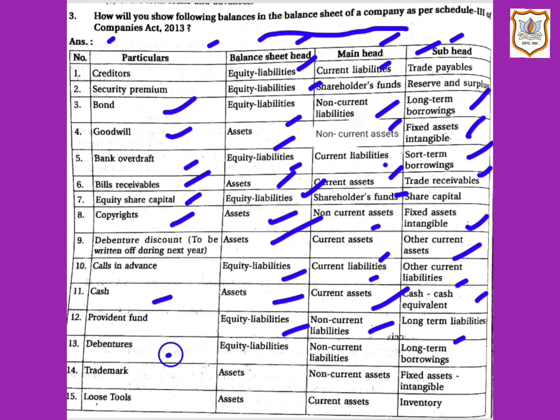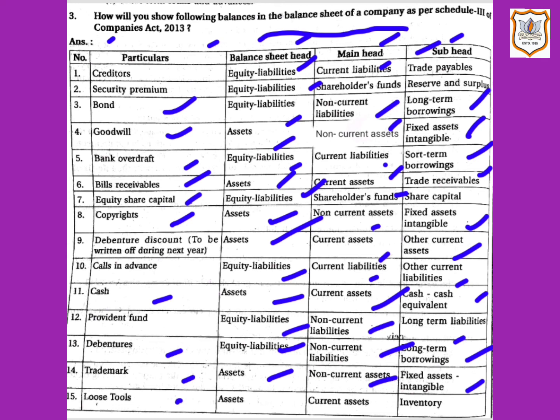Then we have debentures. Debenture is a long-term borrowing. So here it will be shown in balance sheet on equity liability side under the main head, non-current liabilities under the subhead, long-term borrowings. Then we have trademark. It will be shown in balance sheet on asset side under the main head, non-current assets, under the subhead, fixed assets, that is intangible.